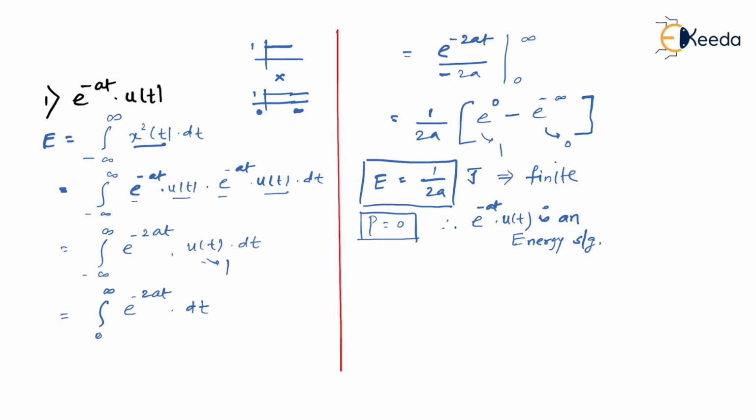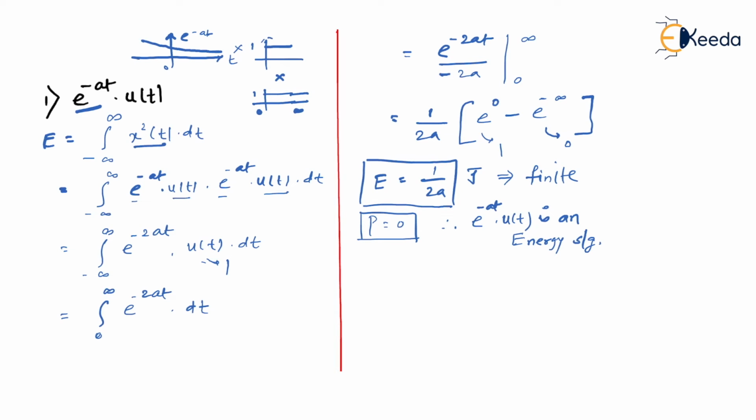Is that right? So now let us try to know what is the nature of this signal. If you see e to the power minus at, it is this kind of curve. We have already seen how the e to the power minus at curve looks like.